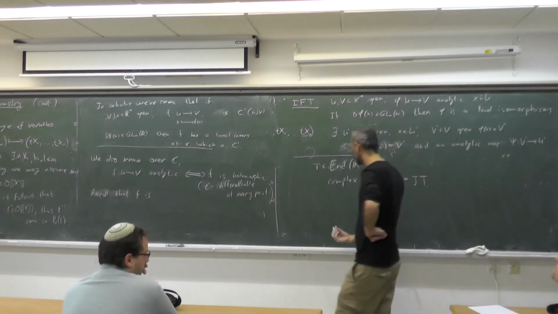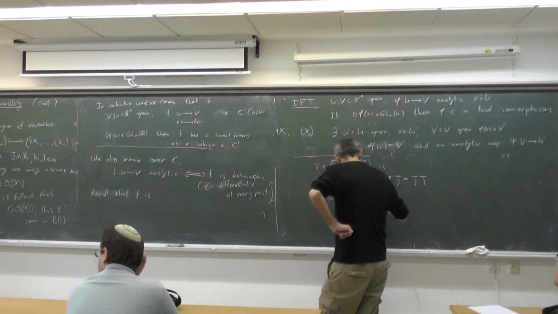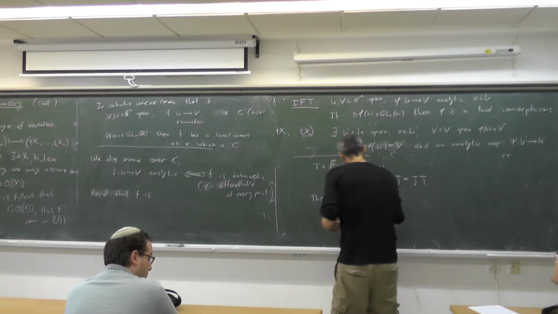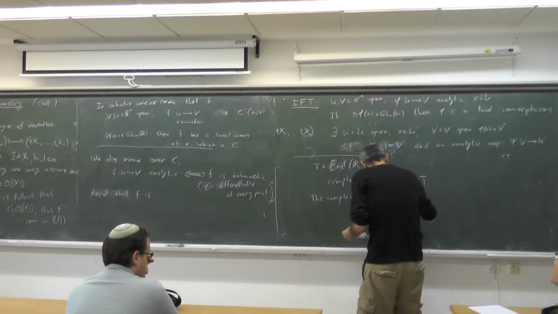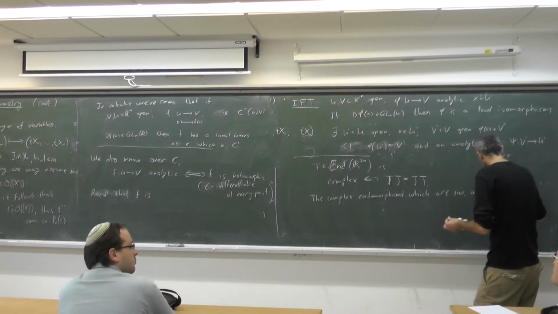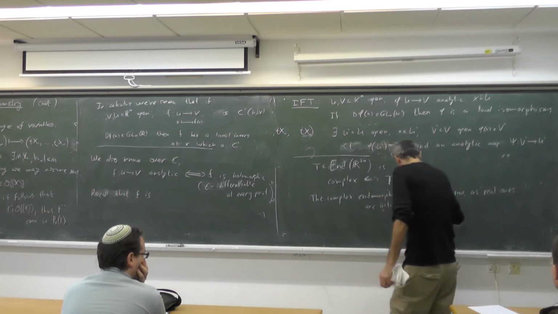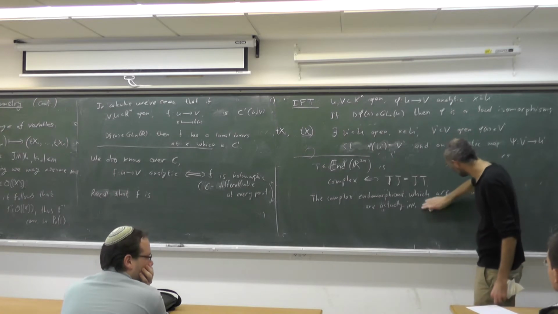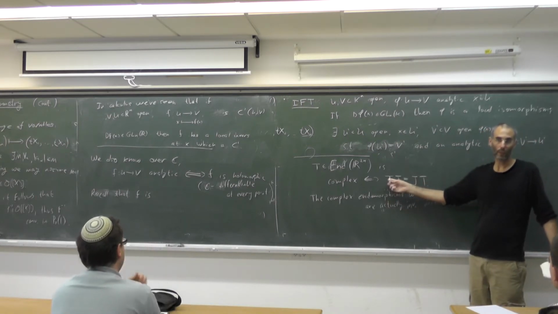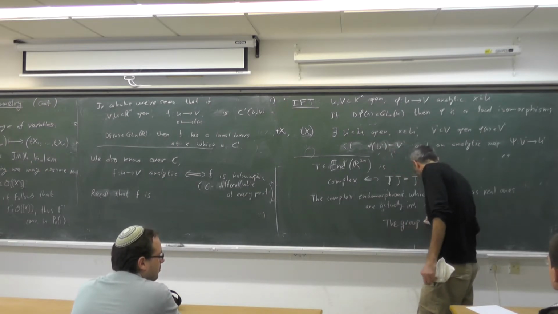And complex invertible, this is the remark that I wanted to make, it is important: the complex endomorphisms which are invertible as real ones are actually invertible as complex ones. Obviously, if I have an element which is invertible and commutes with J, then its inverse commutes with J as well. The group of all such is called how?